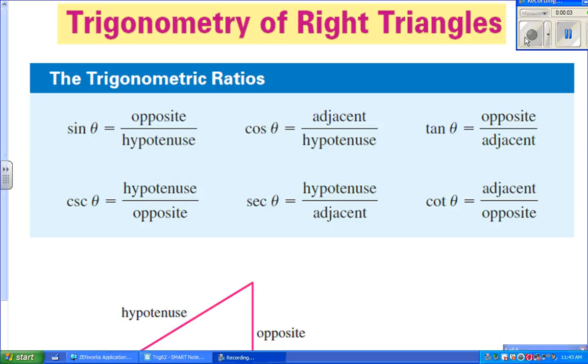This is trigonometry section 6.2. Today we're going to be talking about trigonometry of right triangles. So we have our 6 trig functions. We've talked about these numerous times.